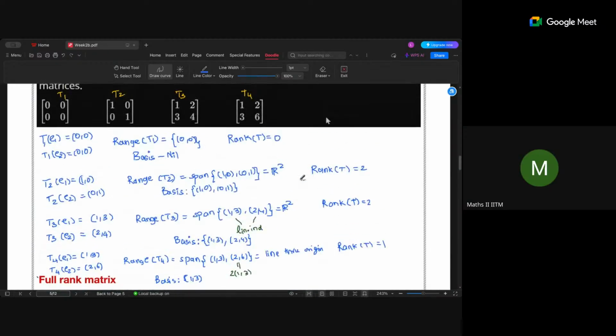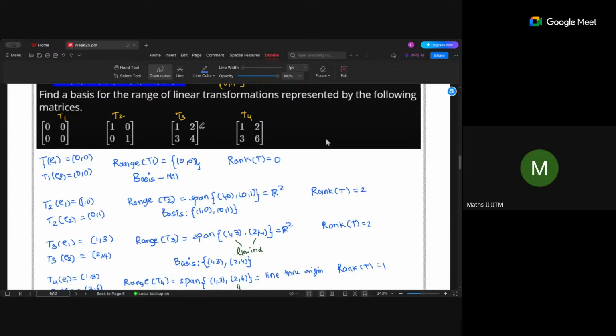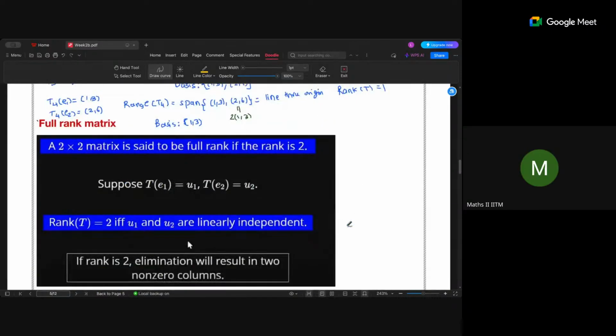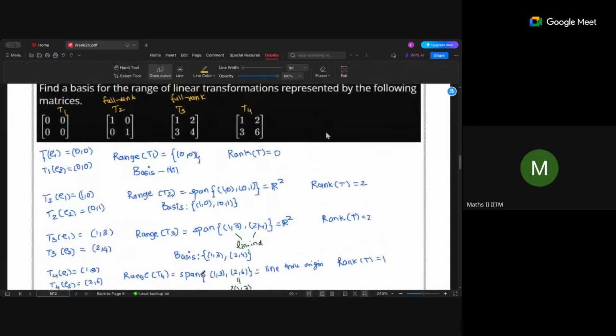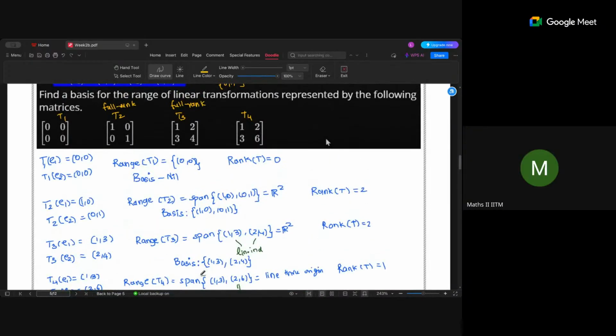Okay, so here we can see that these two are full rank matrices, right? So you see this is a full rank matrix and this is also a full rank matrix because here the ranks are 2, right? So rank of T is 2 if and only if TE1 and TE2 are linearly independent. Okay, so when we apply the elimination process to this TE1 and TE2, you will get two non-zero columns in that case. Okay, fine.